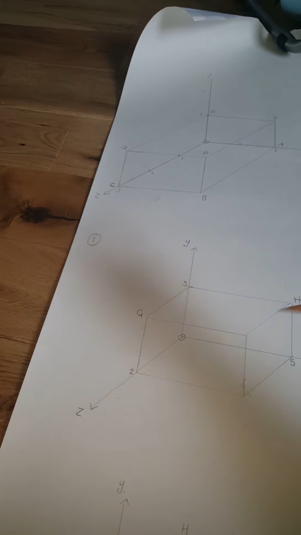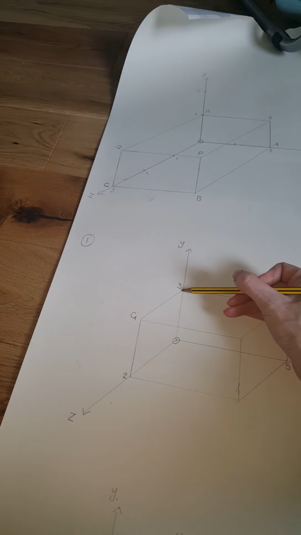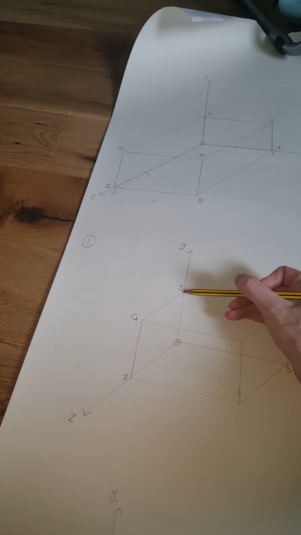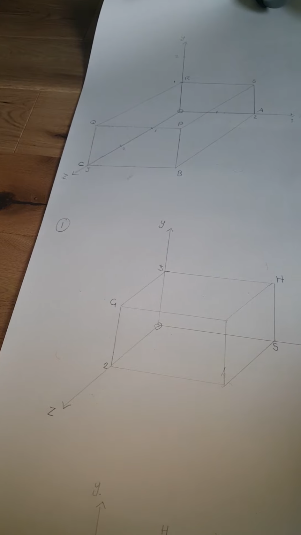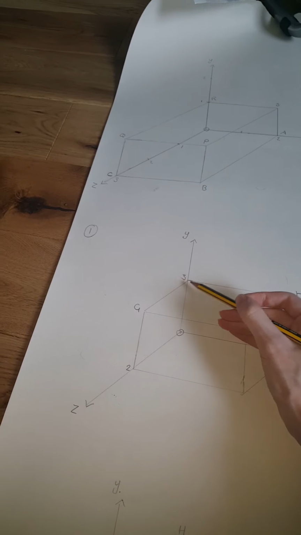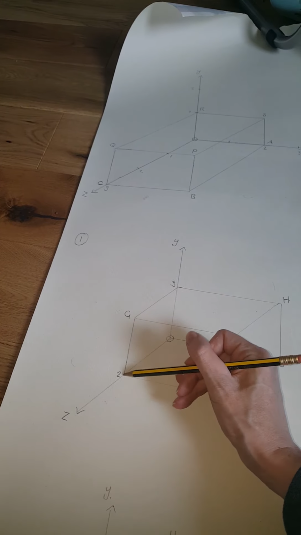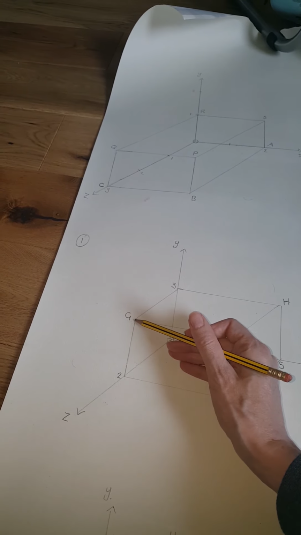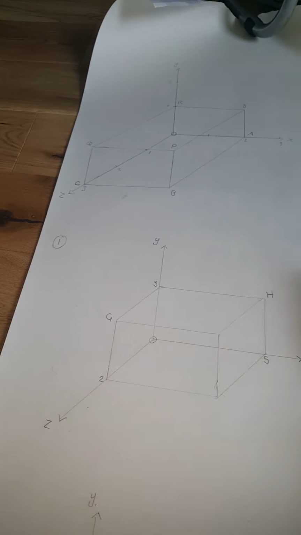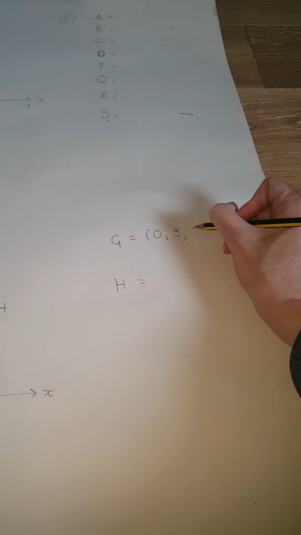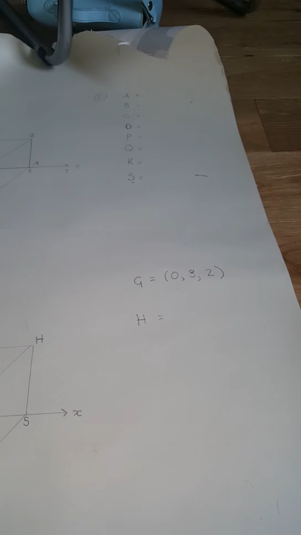Now the y coordinate, I want you to think how far you go up to get to G. Well, you go up 3 places, so the y coordinate of G is 3. And finally, the z coordinate is how far out you go to get to G. You'll see that we're going out 2 places in the z axis. So the z coordinate of G is 2. So the coordinates of G are 0, 3, 2.